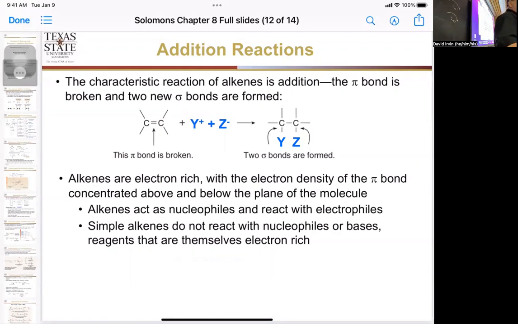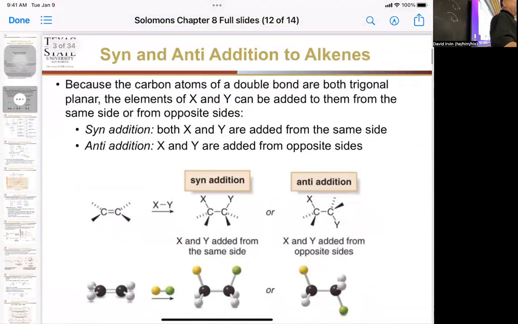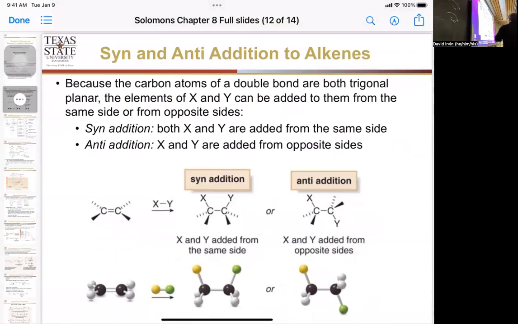Okay, so when we look at this, they can either attack on the same side of the double bond, like maybe they don't break apart until they're actually forming those sigma bonds with the carbon, or we can add anti, meaning one adds on one side and then one comes around the other side. So that means those have broken apart and they're adding on 2 different sides. But we still lose our double bond and we gain 2 sigma bonds.